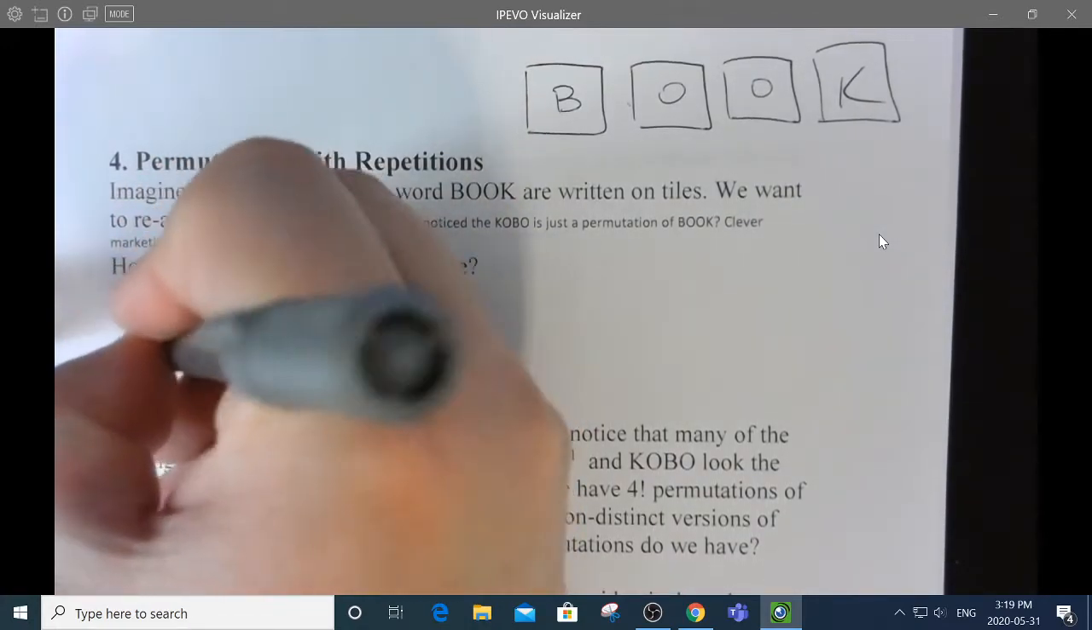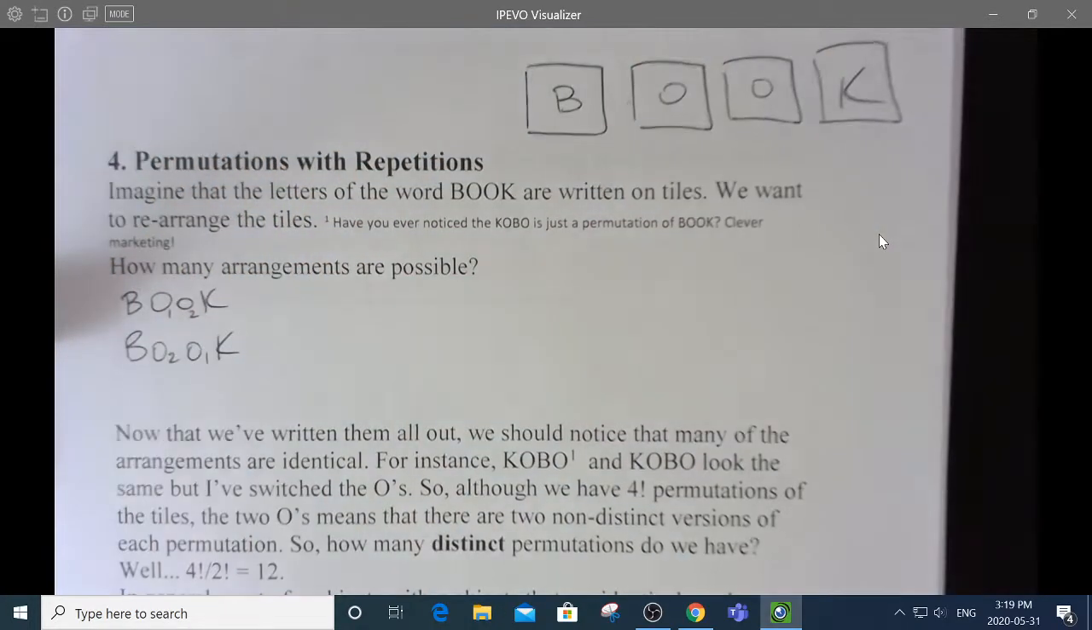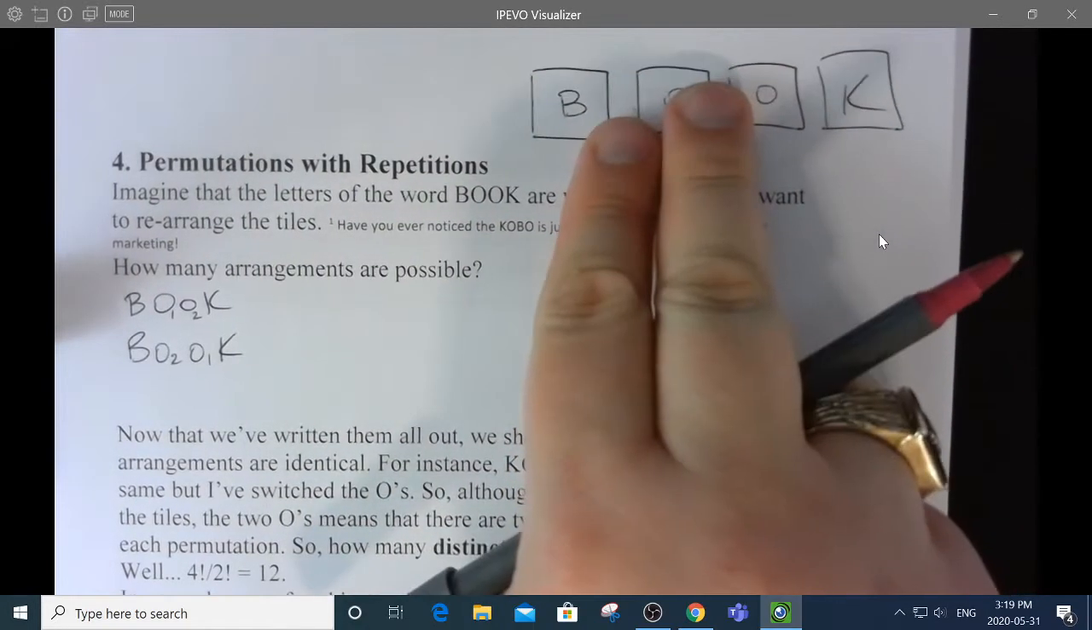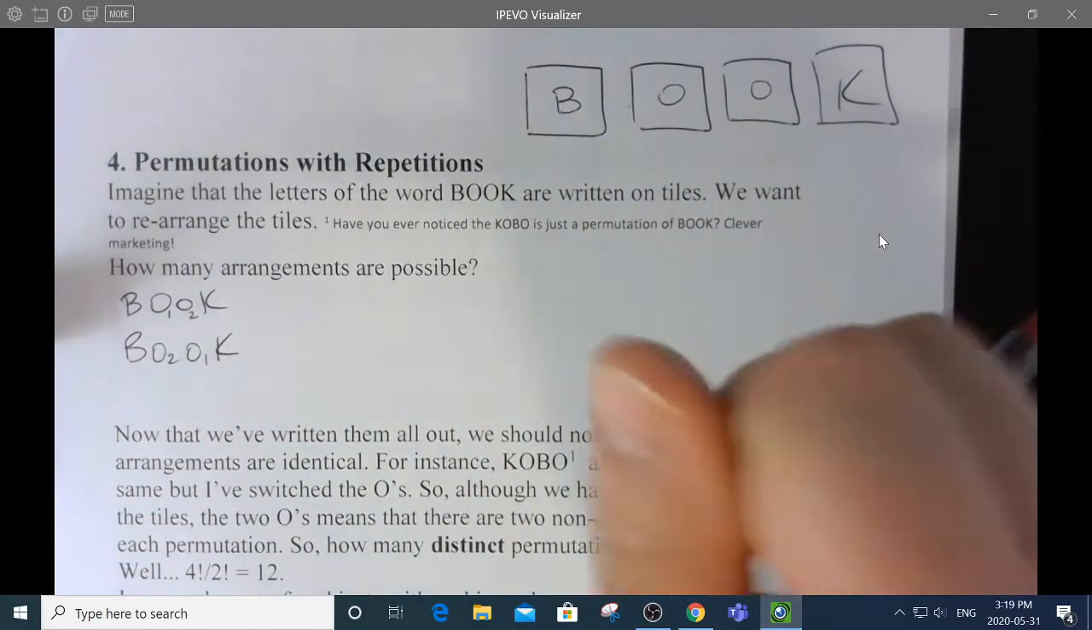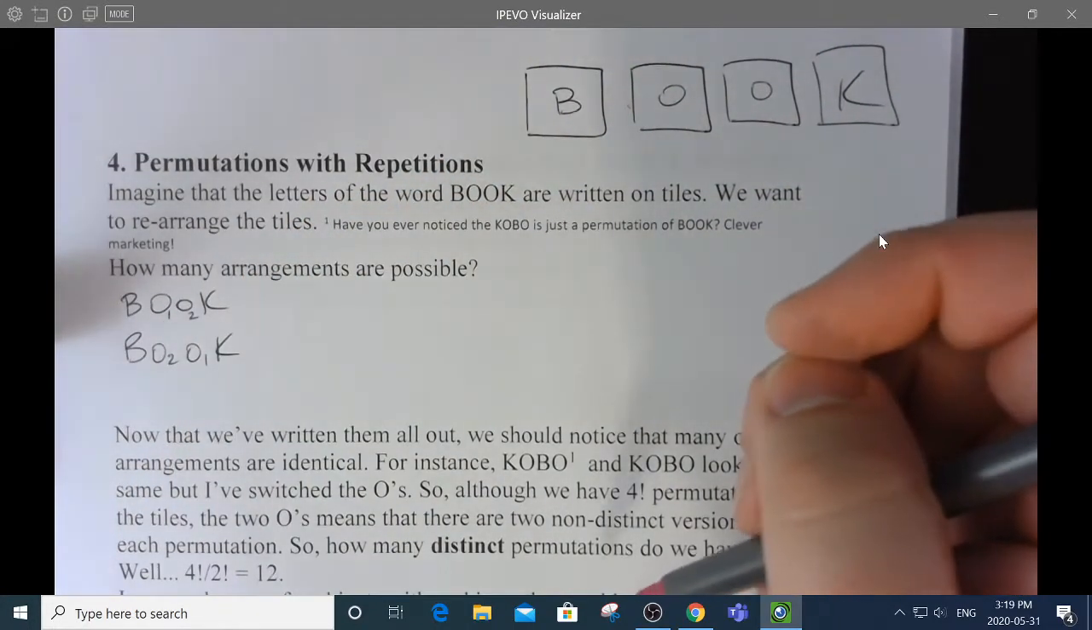If I just go now O2 and O1, there we go. Now, if I just mix up those two tiles, if you weren't looking, could you be able to tell that I switched the tiles? No, they look the same. This is the same word again. And then same problem here.